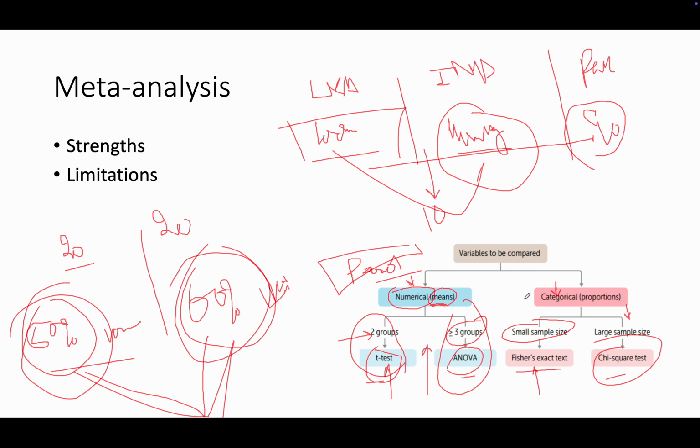So first thing, you should know the variable which you are comparing. Second thing, you should know the groups that you are comparing. So you can reach four tests: Fisher exact test, chi-square test, ANOVA test, and t test, and you can apply a single test on a single population.